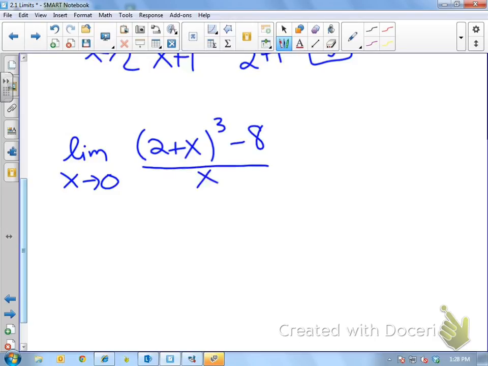Okay. So if we plug in 0, we get 0/0 again. The world implodes. This time factoring's not an option, it is factored. So what do you think we should do instead? I've got to rewrite something. What's the most complicated thing right there? The cubed part. 2 plus x cubed. So that's our most complicated thing. What's something I could do to rewrite that?